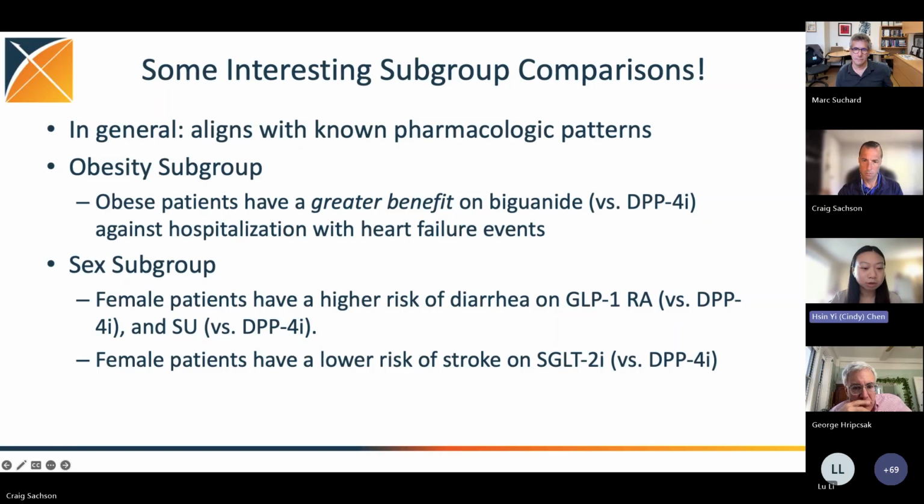And now for the sex subgroup, we found that female patients have a higher risk of diarrhea on GLP-1s versus DPP-4s and sulfonylureas versus DPP-4s. And we didn't see that with male patients. We also saw that female patients have a lower risk of stroke on SGLT2 inhibitors versus DPP-4 inhibitors. And again, we didn't see that for male patients.